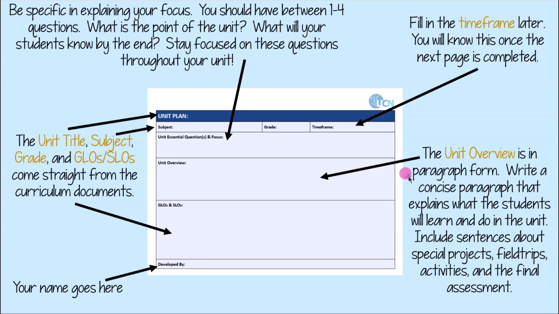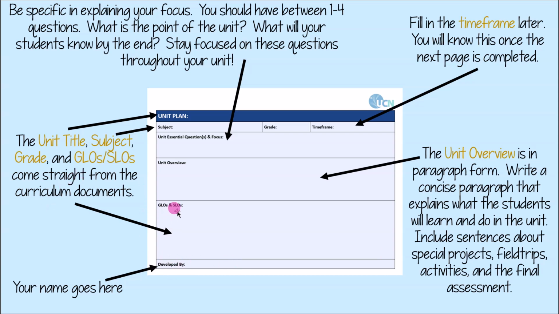The next section here is the unit overview. And the unit overview is in paragraph form. You're just writing a very brief paragraph. And it's going to explain everything that the students are going to learn and do in the unit. So I also include extra sentences for things like field trips, a special project, activities, and what the final assessment's going to be.